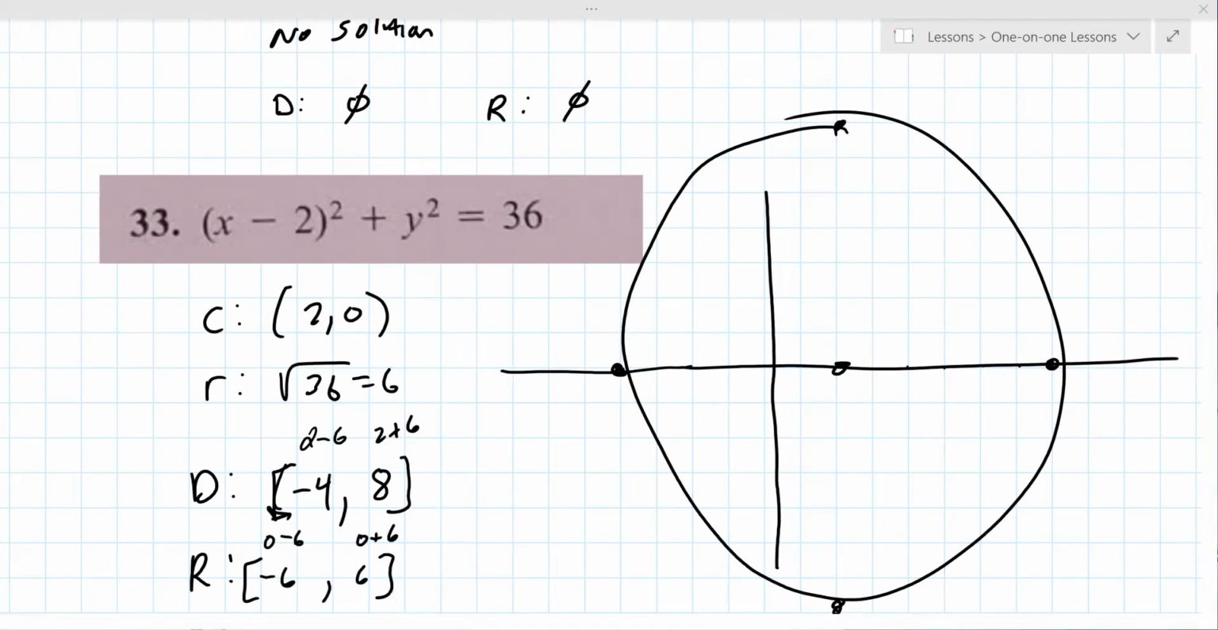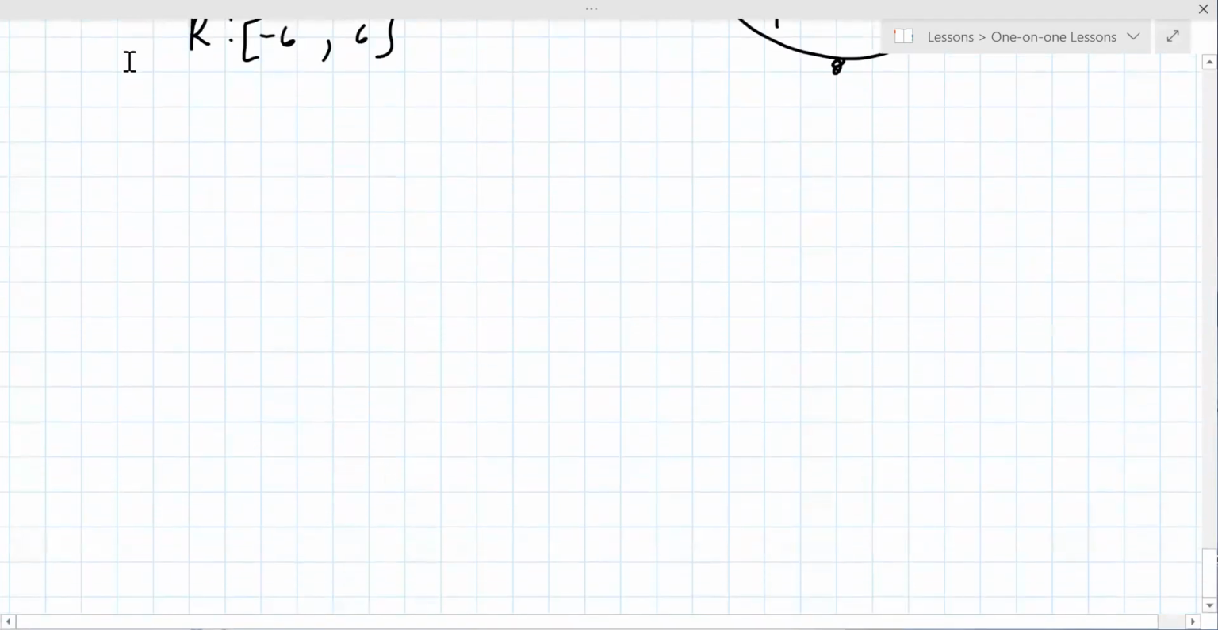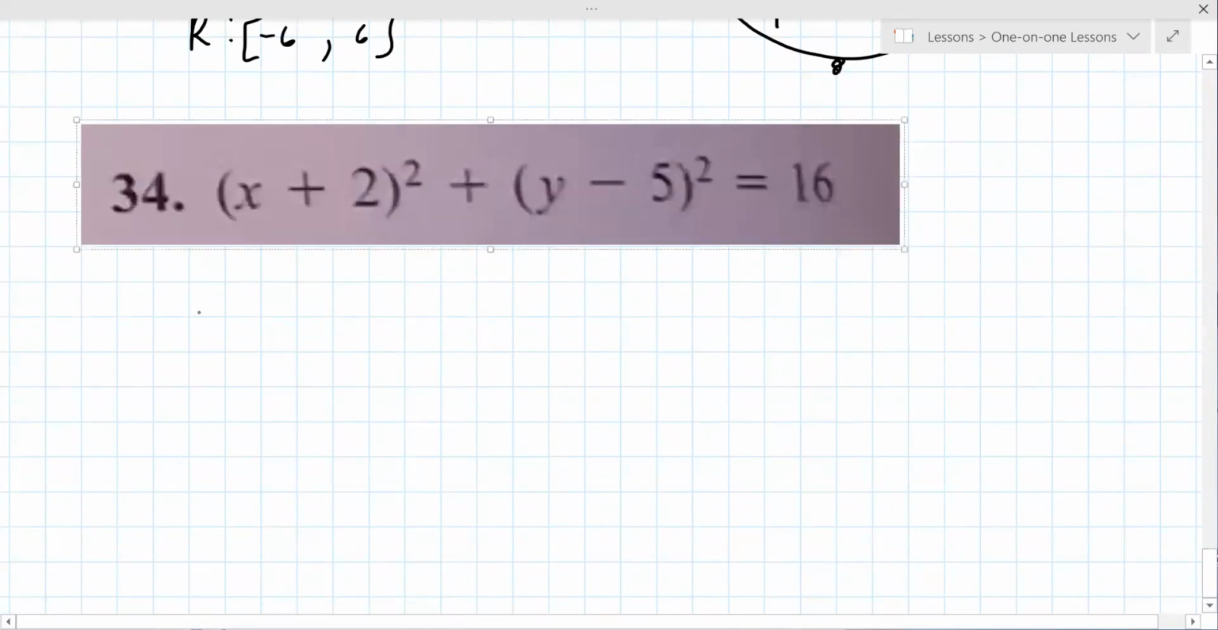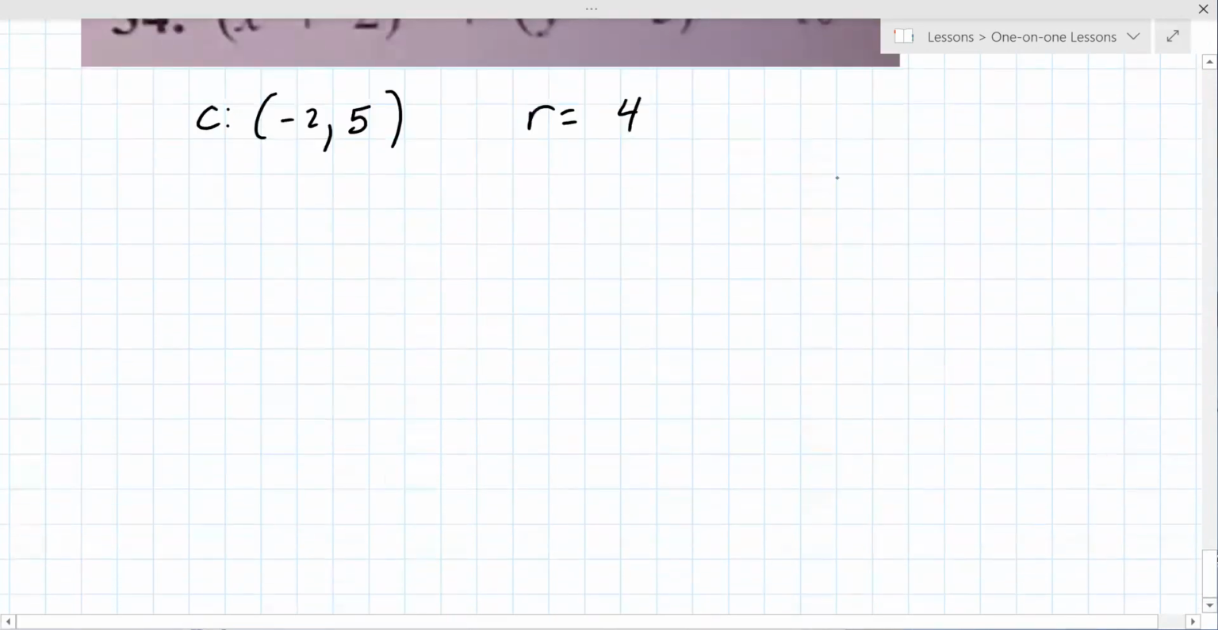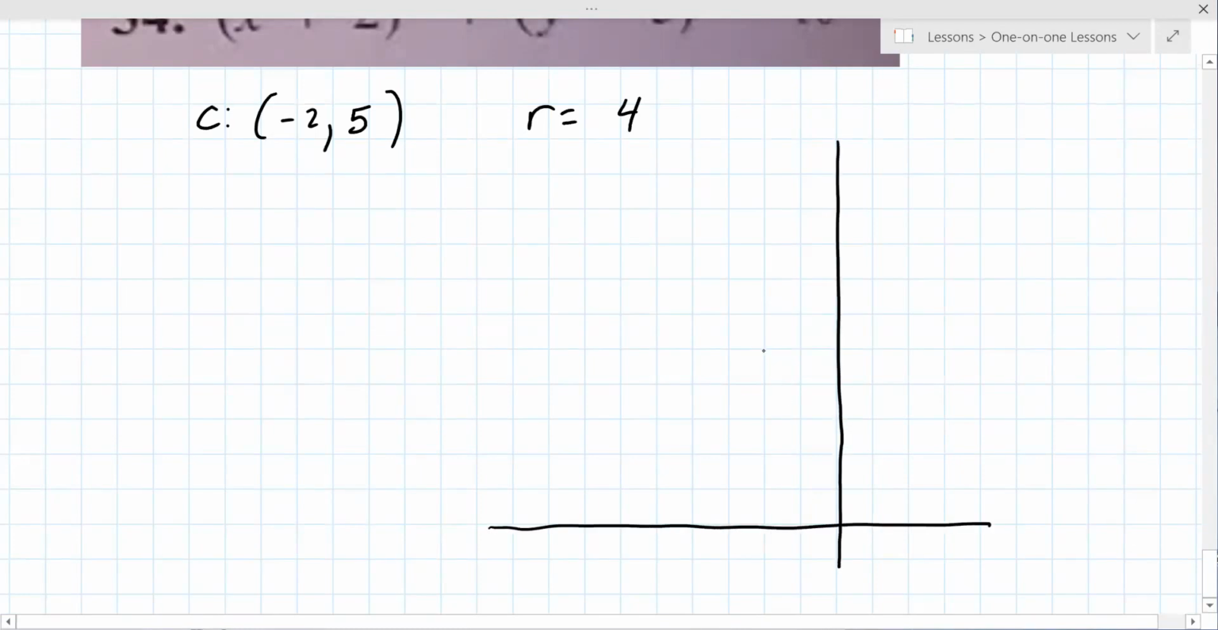All right, 34. We need the center. The center of this is -2, 5. The radius is 4. So let's draw it. It tells you to draw it. -2, 5 is right there, and then up 4, left 4, down 4, and then right 4. So there's your circle.